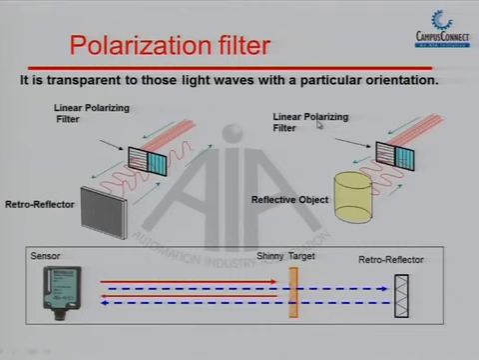Then as I said, polarization. So, this is what happens, the light is going in one axis, and is getting reflected back in a different axis. That means even if a shiny surface comes in between, it will not give a false output, it will not allow the light to come back.